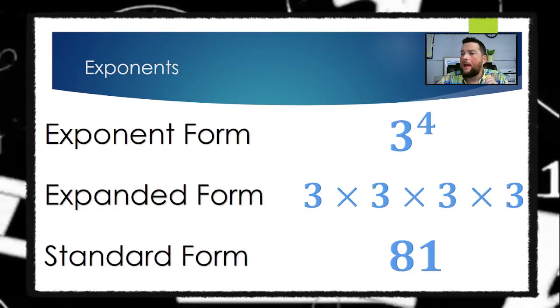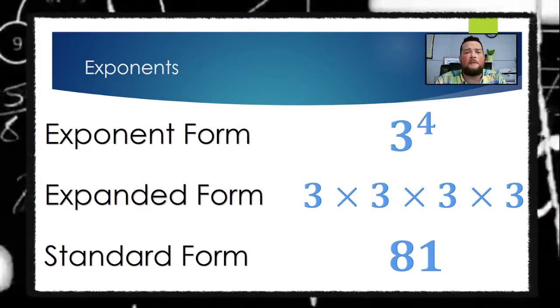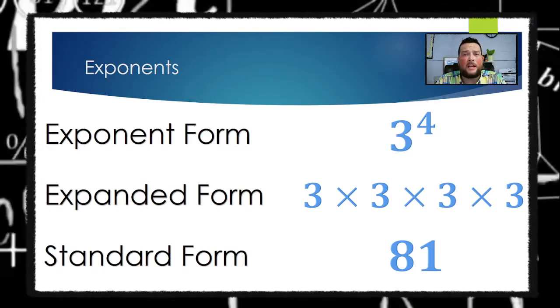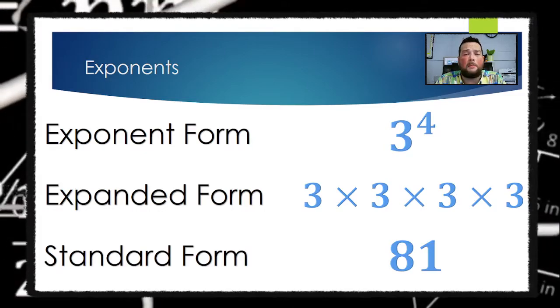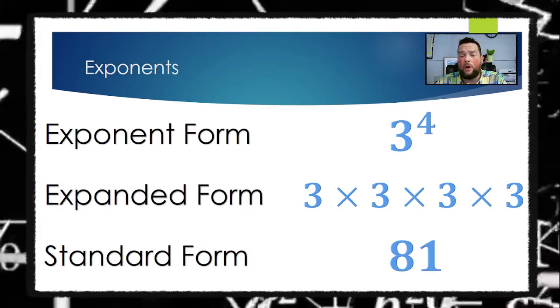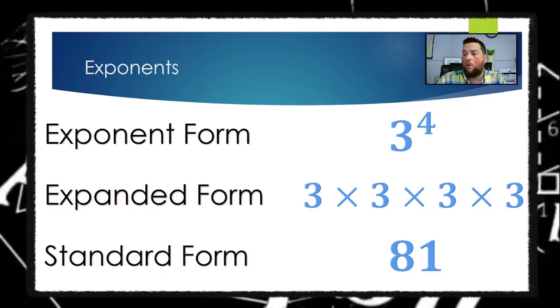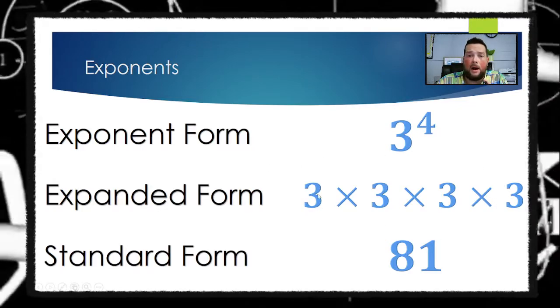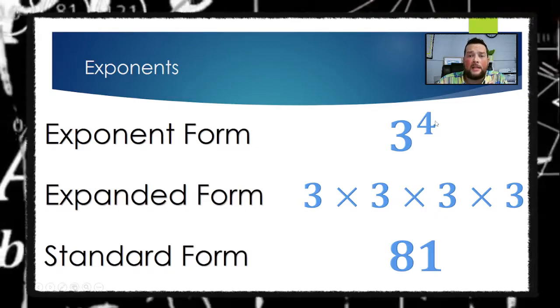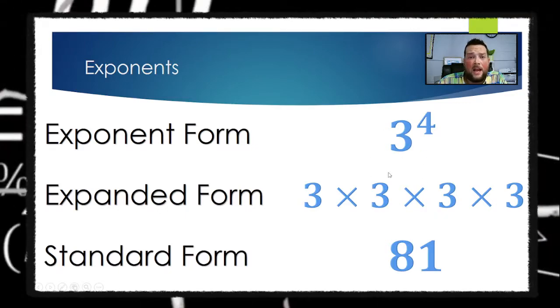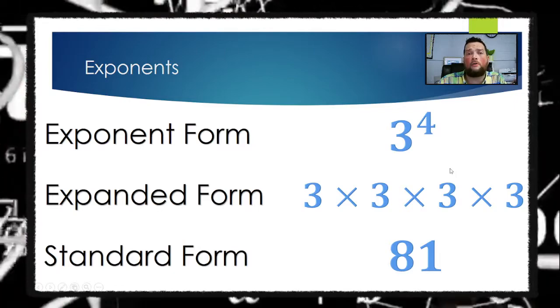All right. Now then, you've got some different forms. Whenever we're talking about exponents, you may have a problem that gives you an exponent, like 3 to the power of 4, and it asks you to write it in expanded form. Well, this is what it's talking about right here. It's talking about taking your exponent and writing it out in a long form, if you will.